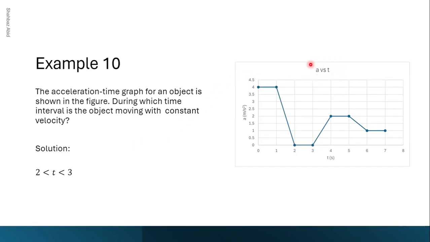We have an acceleration versus time graph given to us, and we want to find at which time interval the object is moving with constant velocity. If you take a derivative of any constant velocity value, it's going to give you acceleration equal to 0. So in the time interval of t equal to 2 to t equal to 3 seconds, the acceleration is equal to 0. So this time interval will have a constant velocity.